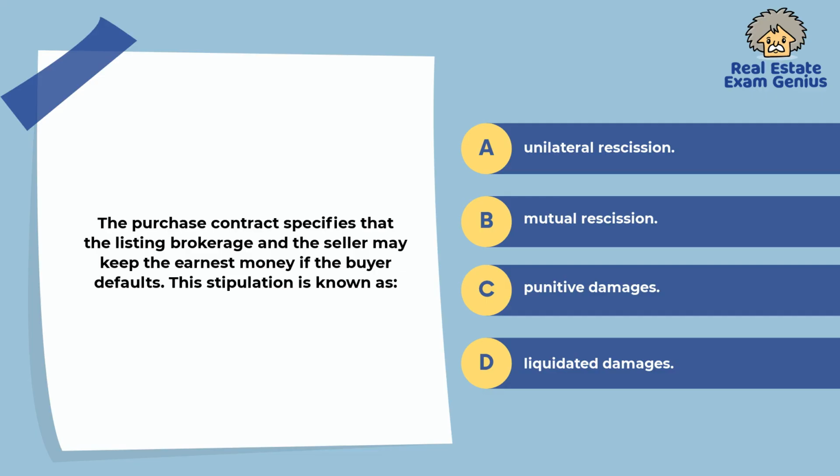The purchase contract specifies that the listing brokerage and the seller may keep the earnest money if the buyer defaults. This stipulation is known as unilateral rescission, mutual rescission, punitive damages, liquidated damages.